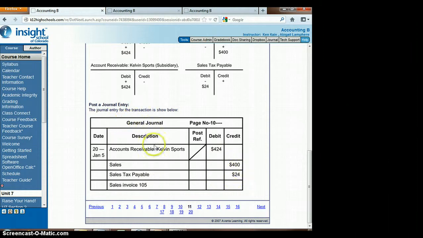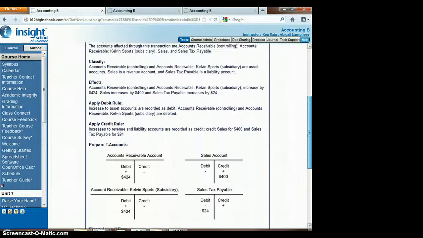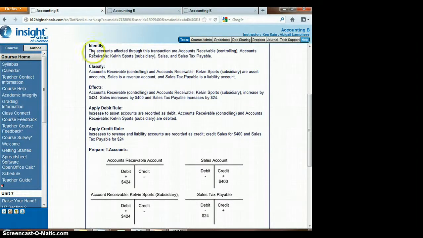And what they don't show you is that our subsidiary ledger is recorded in its own separate ledger. So that's where we specified Kelvin Sports, which it looks like it did here, but normally that would only be recorded in the subsidiary ledger. So that is an example of how these transactions are identified and recorded.